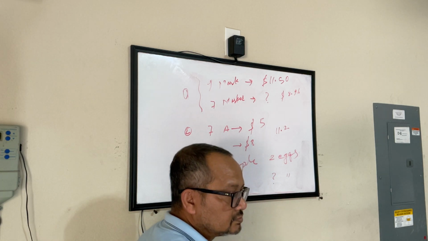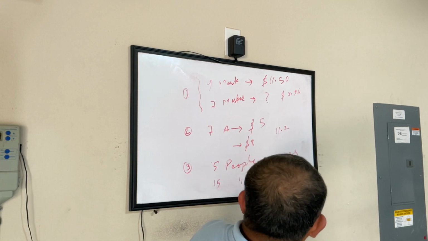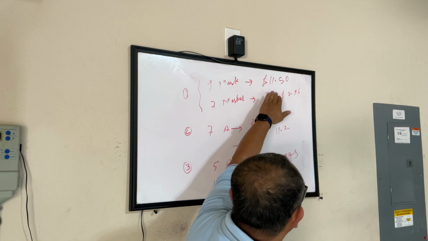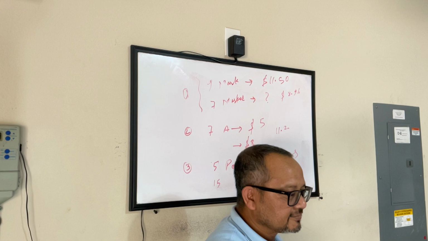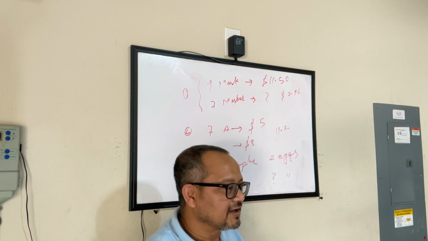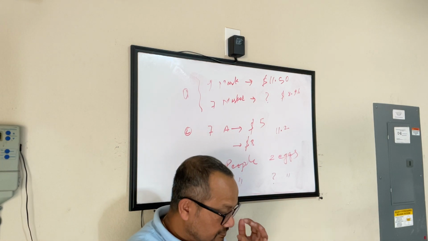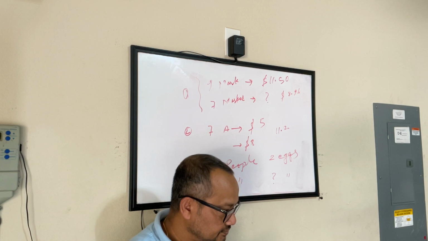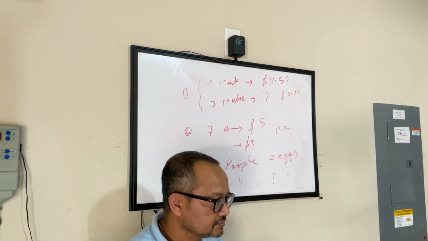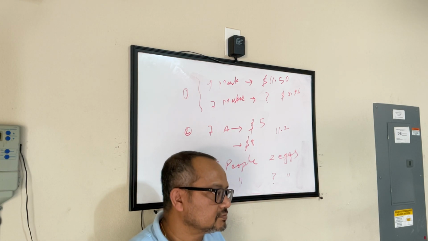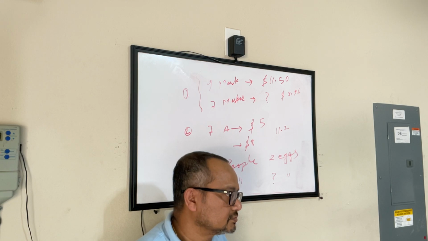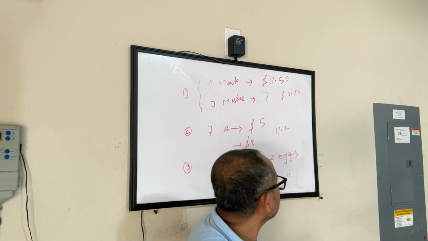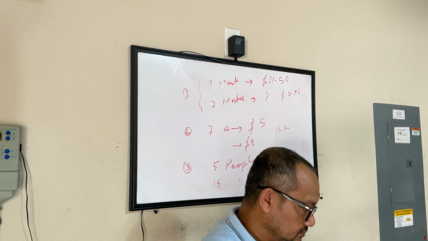Wait, was it 11.5 or 11.9? 11.5. Oh, okay. So I got 0.7 repeating, and since we're talking about money, I rounded to the second decimal place, and then I multiplied 11.5 by 0.78. Okay.